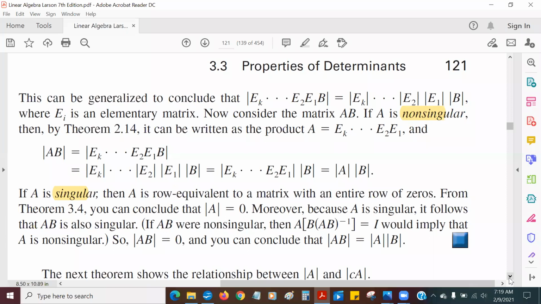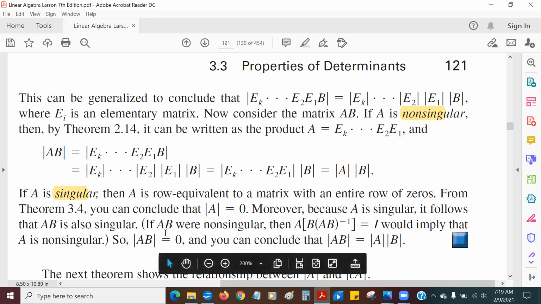And not only that, but because A is singular, meaning no inverse, AB is also going to be singular. If I take a singular matrix and multiply it by any other matrix, I don't care what the other matrix is, it's going to stay singular. You can't just get rid of singularity by multiplying it. And now it says here, if AB were non-singular, then A times AB inverse equals I would imply that A is non-singular. Let's look at this one little step in slow motion.